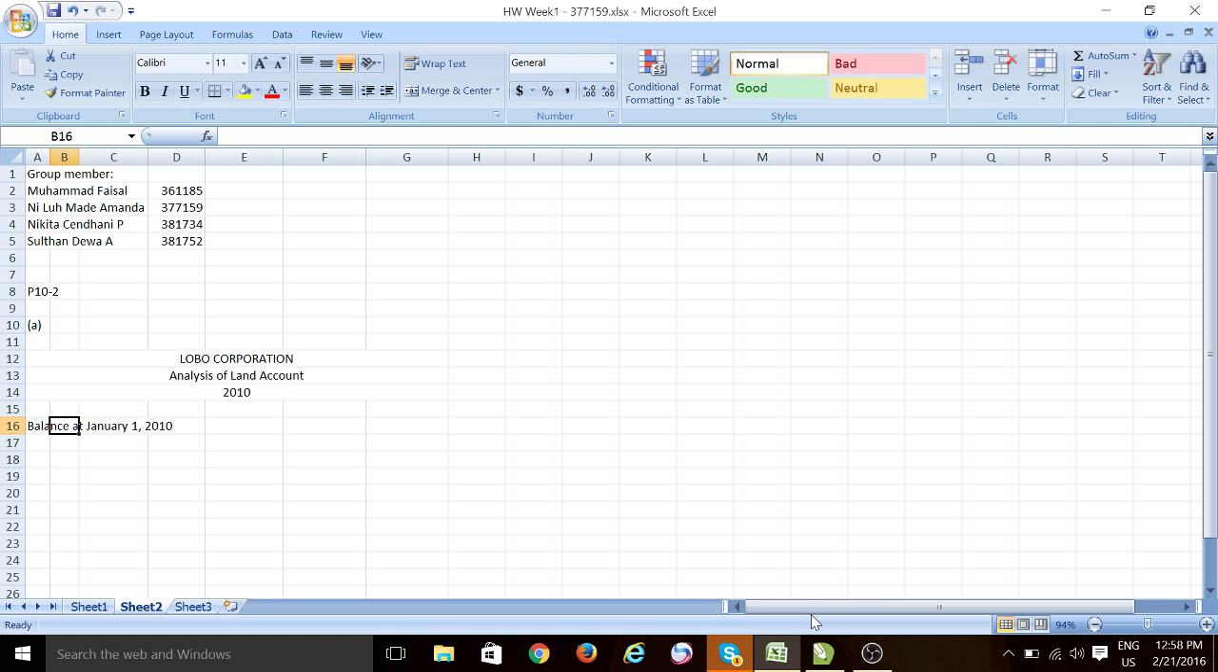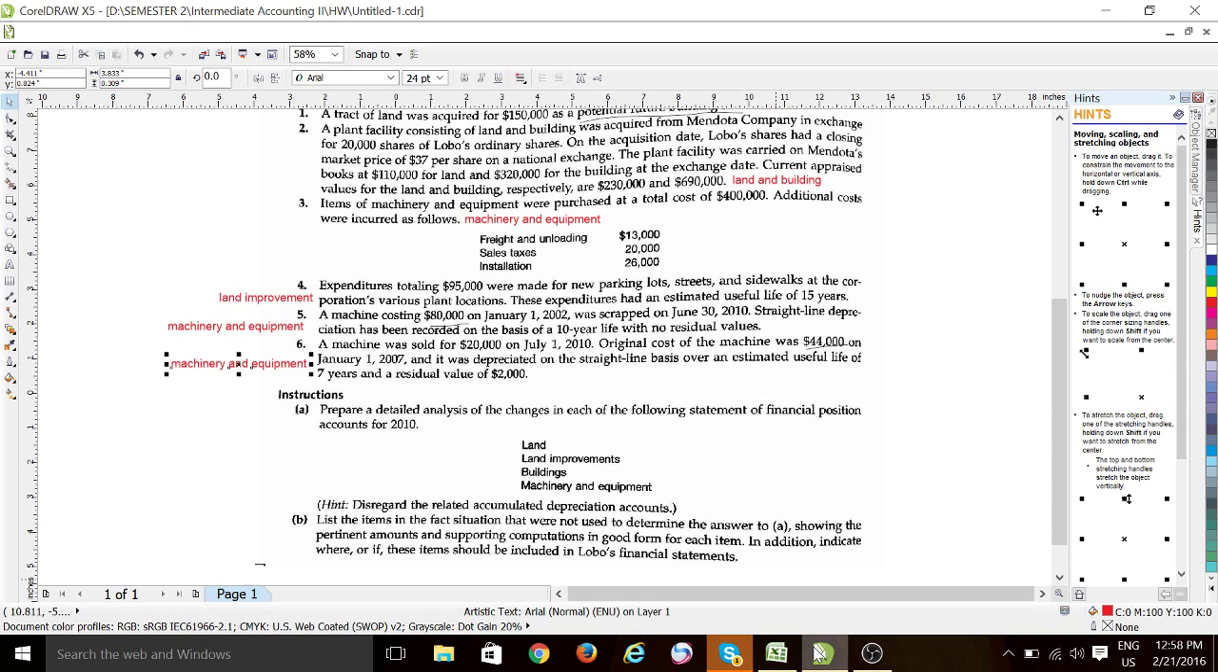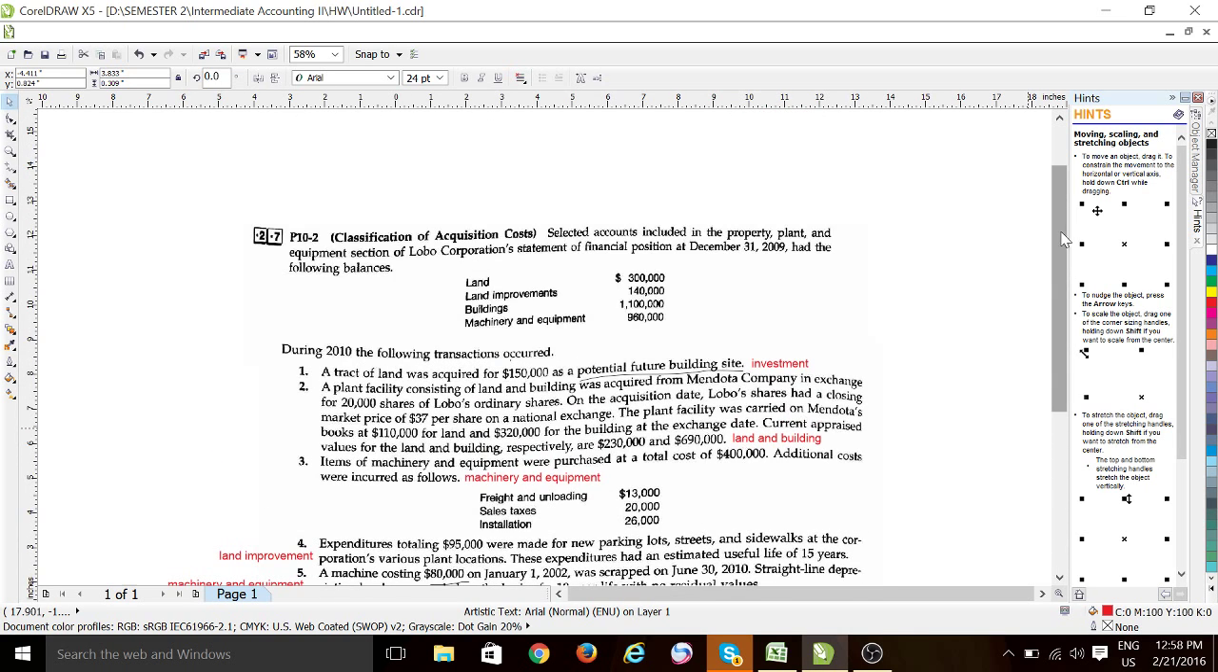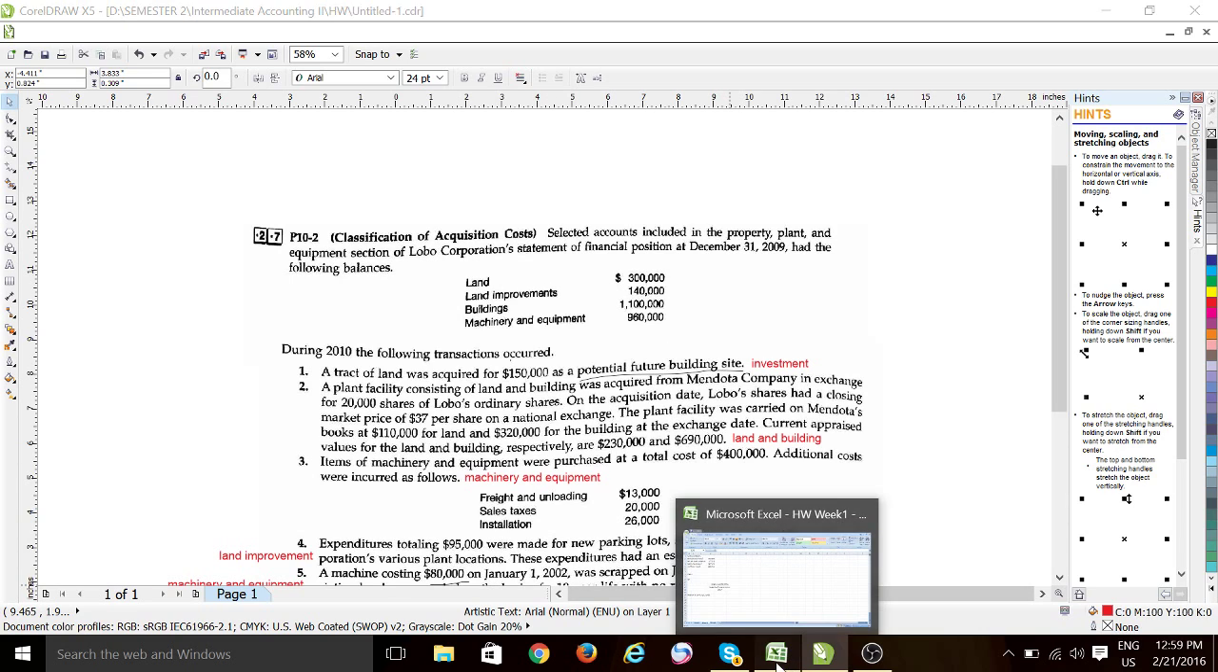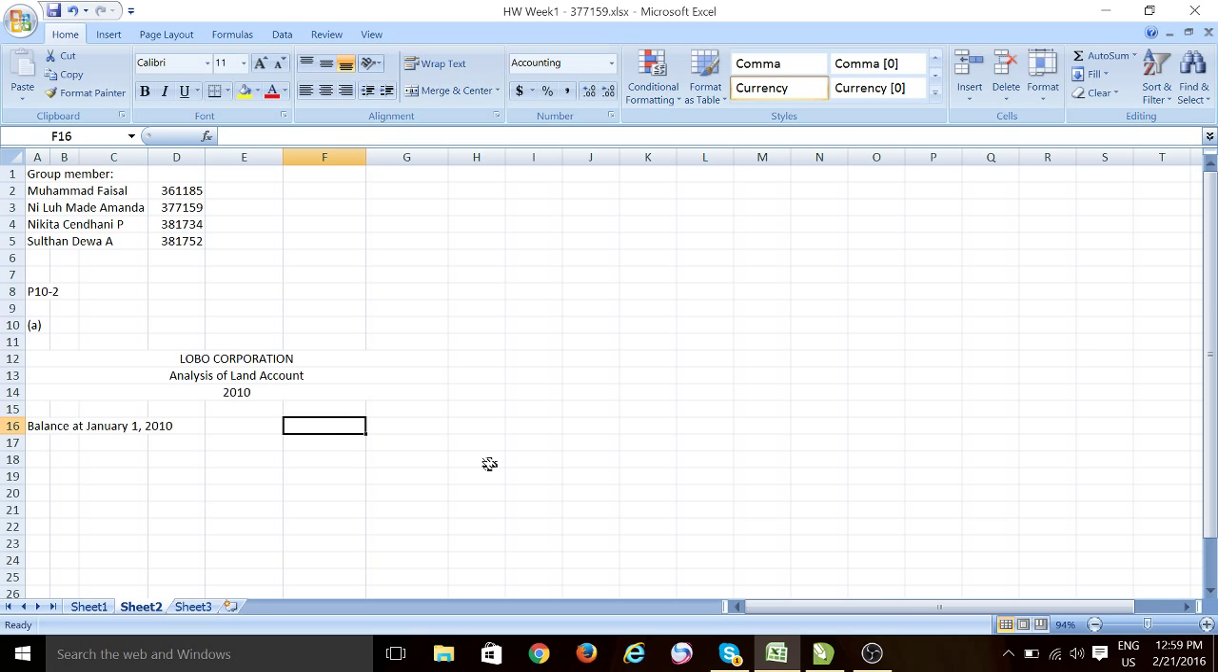To know the beginning balance, which is the balance at January 1st, 2010, we are going to go back into the problem and see the statement of financial position at December 31st, 2009. Because as I said before, the previous ending balance is the same as the next year beginning balance. So we are going to find the land balance, which is $300,000. So we have the balance at January 1st as $300,000.